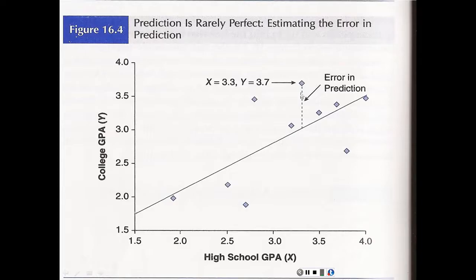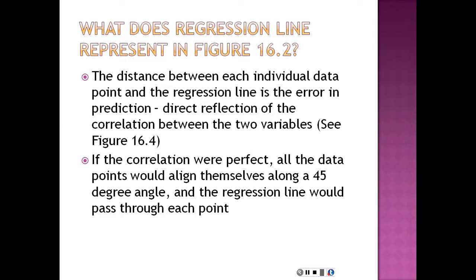The distance between this point and the regression line is the error in prediction, because if the prediction were perfect, then all of the predicted points would fall where? If it was a perfect correlation, it would all fall on this regression line. But it's not. It's not perfect. So this point falls above the regression line in this particular case. Again, if the correlation were perfect, all the data points would align themselves along a 45-degree angle, and the regression line would pass through each point.